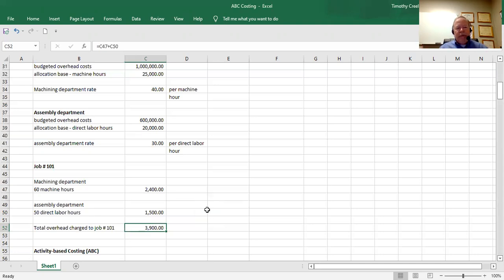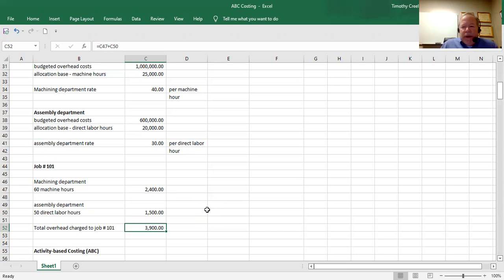Just remember that with departmental rates, you come up with the department rate for each department. You come up with a rate of allocation of overhead for each department, and you just apply it as it goes through the departments based on how much of that allocation base the product uses. And that would be a way you would charge overhead.